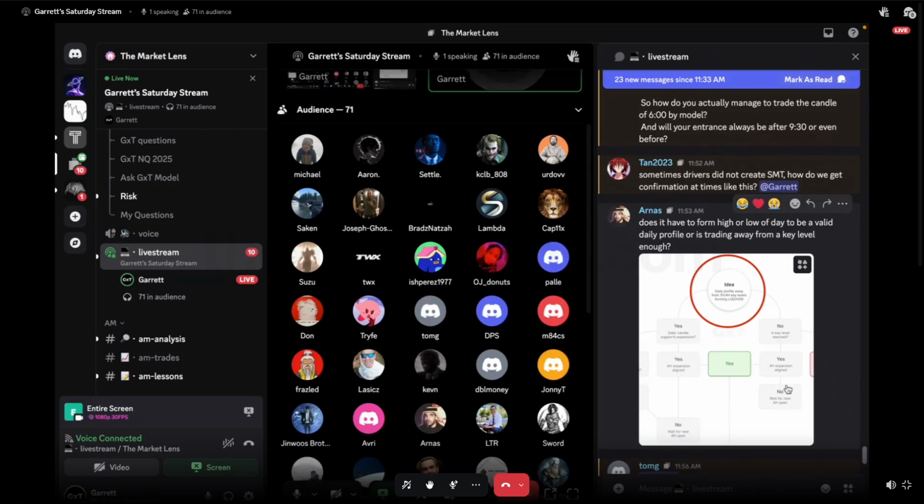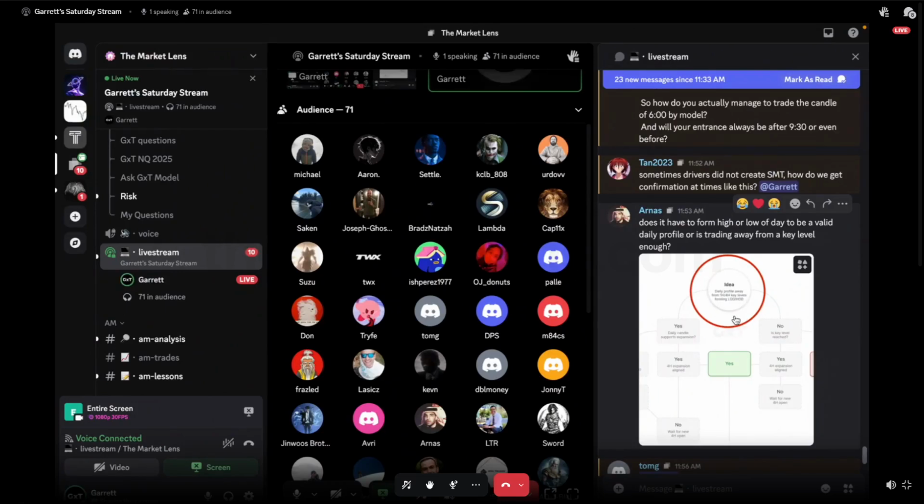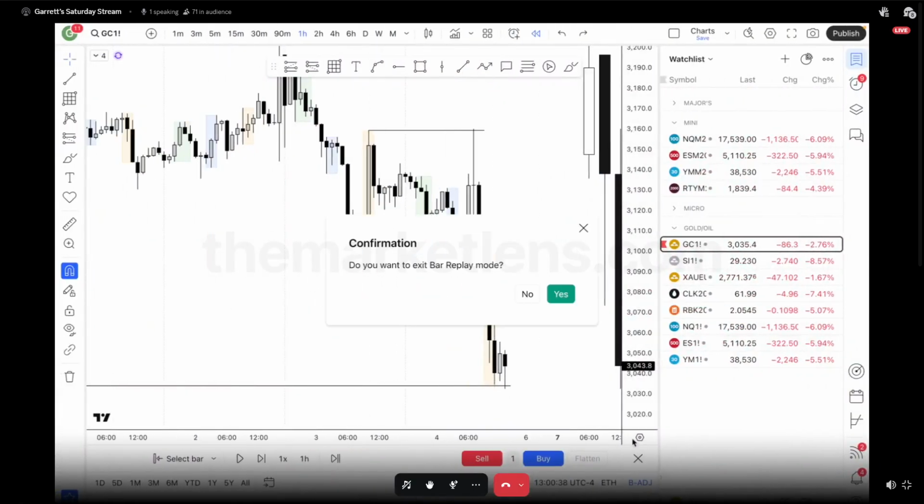Does it have to form the higher low of the day to be a valid daily profile, or is trading away from a key level enough? So yeah, trading away from a key level is enough. When you're trading away from something, that key level doesn't have to form the higher low of the day. You can just be trading in continuation away from the higher low of the day. So I'm going to show you an example of that.